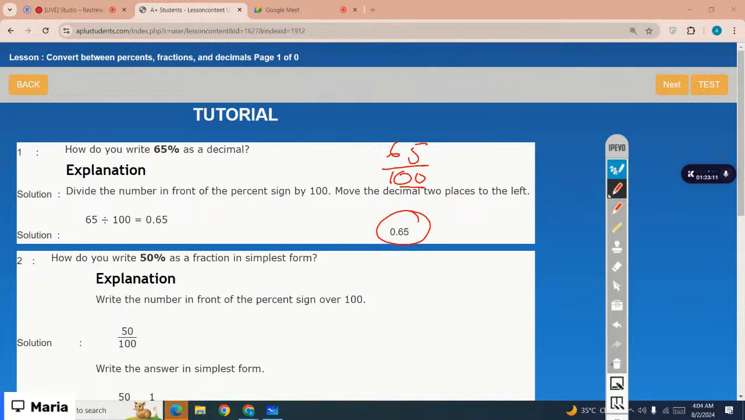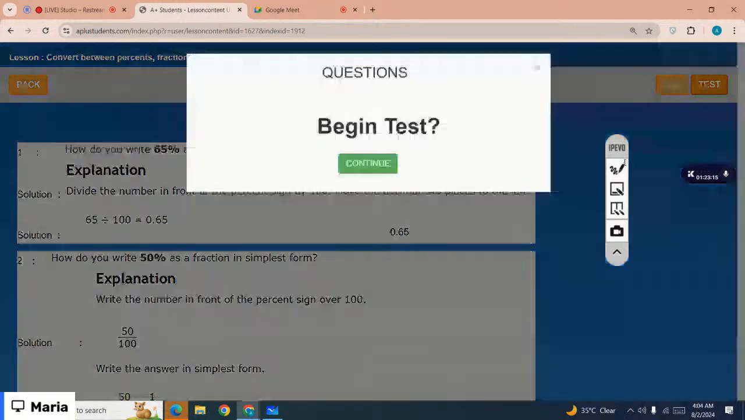Okay, let's just start with the test questions. Then let's see how we convert them, right?